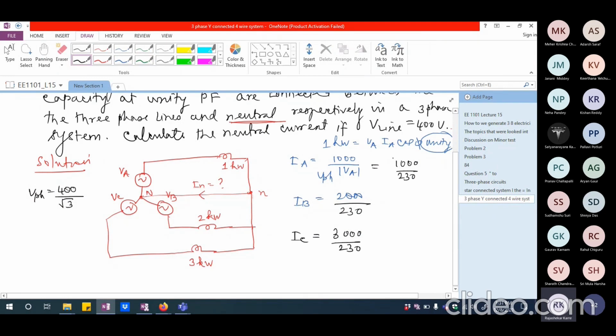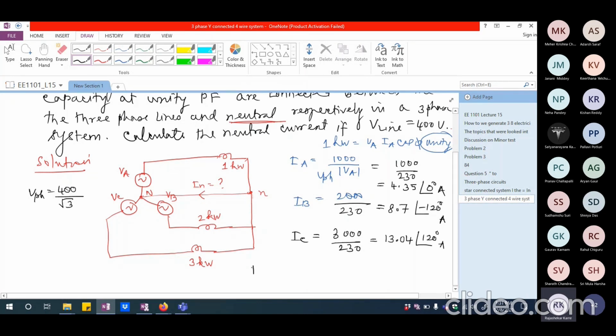So 1000 divided by 230 is going to be 4.35. And if it is a unity power factor load, I will have 0 degree phase angle. Whereas here, this is 2000 divided by 230, but it will have a phase angle of minus 120. Please remember. So it will be twice this, 8.7 angle minus 120 ampere. And this will be 3 times this, so I should have this as some 13 ampere, or 13.04 angle plus 120.